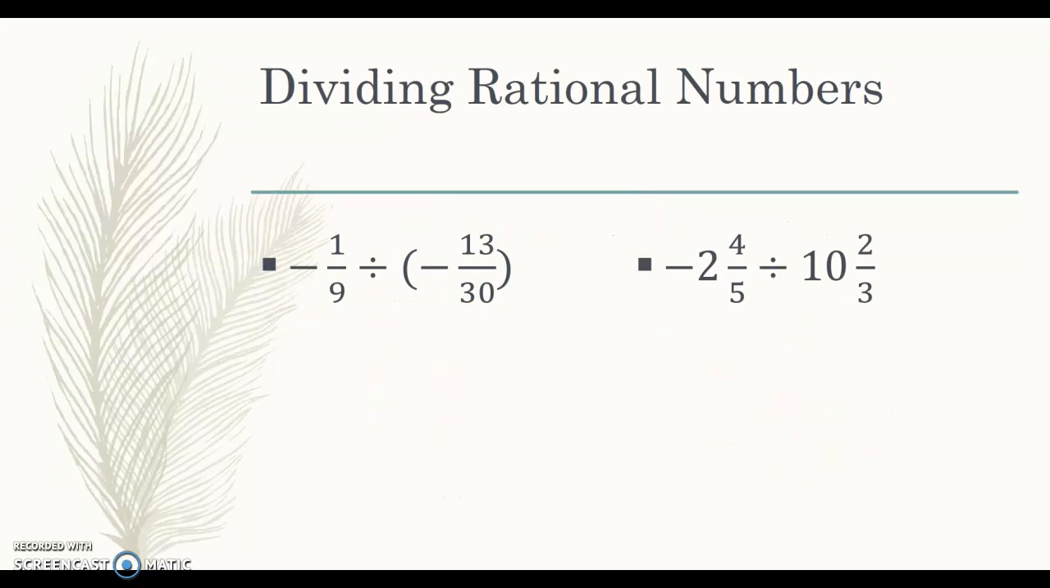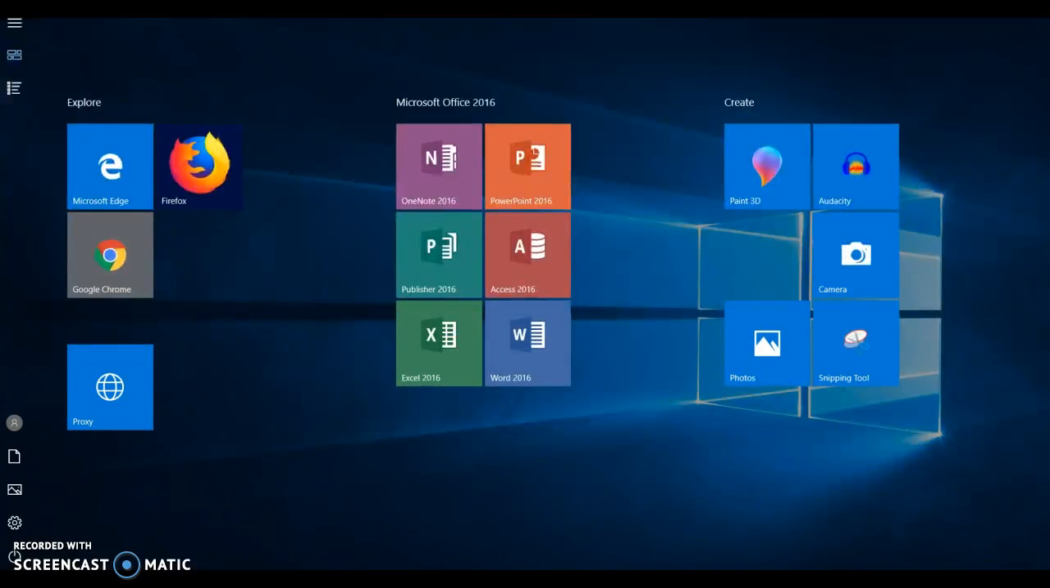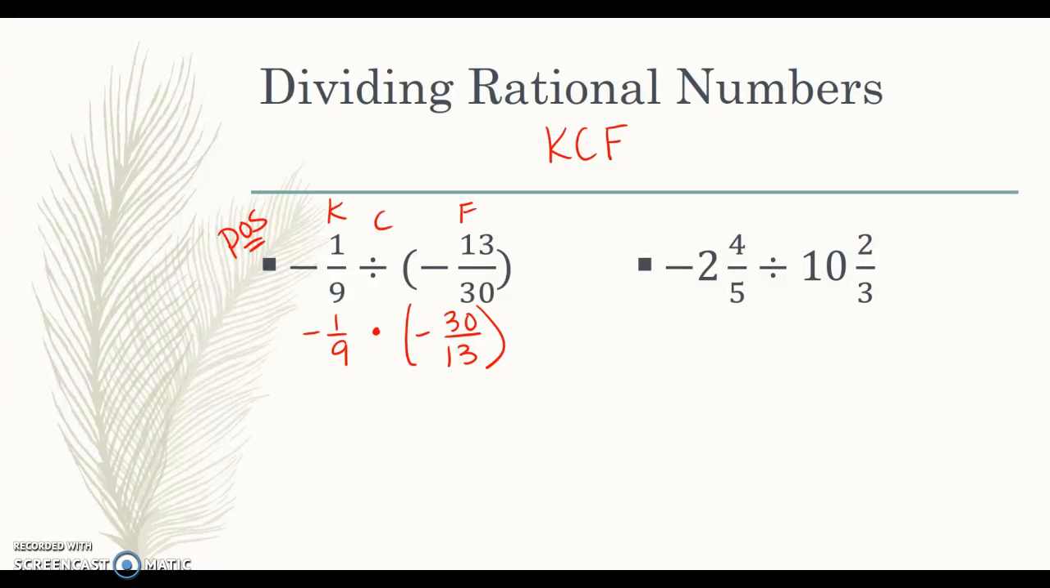We've got 2 more problems, dividing rational numbers. Here's where we do keep, change, flip. So what we need to deal with first, if there's any mixed numbers, we have to turn them into improper fractions. And then we keep, change, flip, look to cross cancel, and multiply. So our first one, there's no mixed numbers, so we're just going to do our keep, change, flip. We've got negative 1/9 multiplied by negative 30 over 13. Now again, I've got a negative divided by a negative. That is a positive value based on our integer rules.